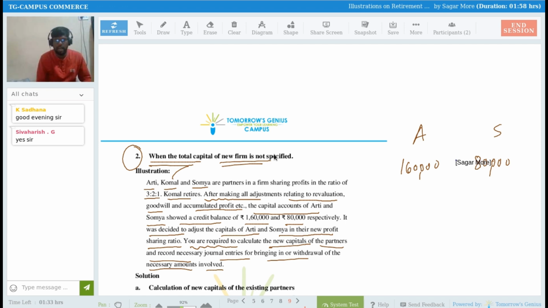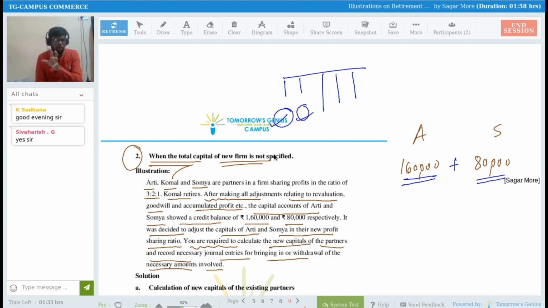What I need to do, simply I need to add this capital, right? Aarti's and Somya's existing capital after adjustment. After doing adjustment means that only. So you have total credit side, and from that credit side total, you have subtracted debit side total and you are getting the amount here. So this is known as credit balance, 1,60,000 and 80,000. You have to find out these balances by totaling the credit side and subtracting the debit side. So what you have to do now? Simply we have to add 160 plus 80. Tell me, 160 plus 80, how much?